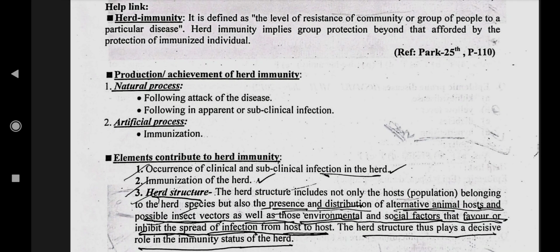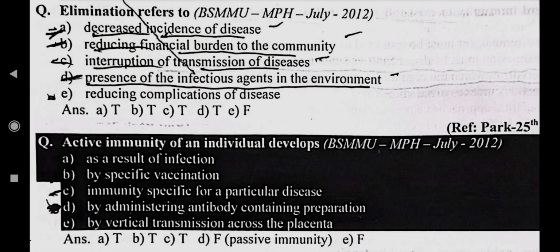Achievement of herd immunity: natural process, artificial process. Natural process: following an attack of the disease, following apparent or subclinical infection. Artificial process: immunization. Elements that contribute to herd immunity: occurrence of clinical and subclinical infection in the herd, immunization of the herd structure.